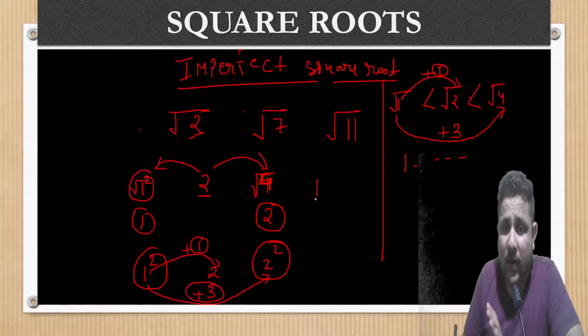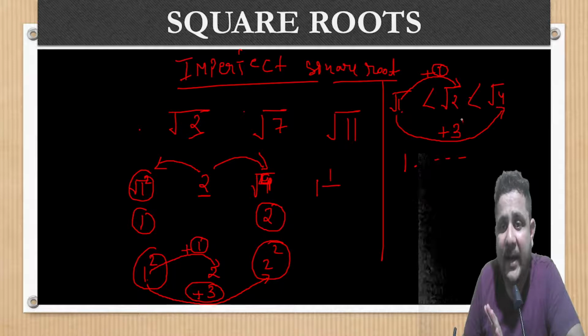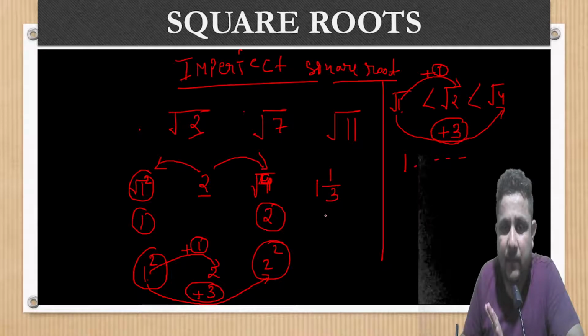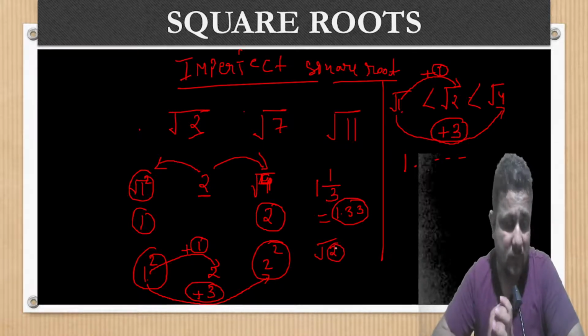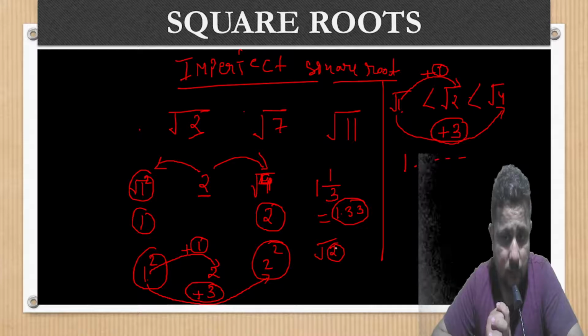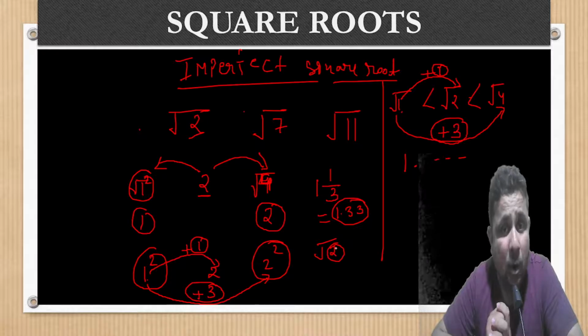Okay, so 1 is there. But how many steps did you move? 1 to 2, only one step. And how many were actually required to move to a perfect square? 3. So 1 by 3 means 1.33 is the square root of 2. Is this clear? And this is not perfect, it is approximate. This was the first method.